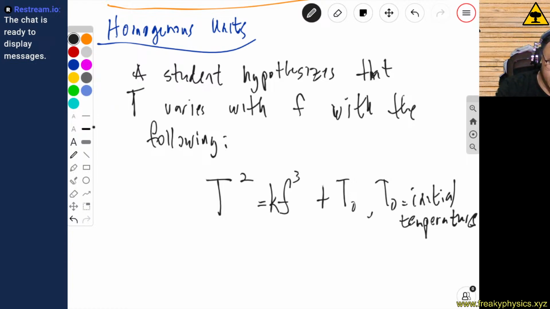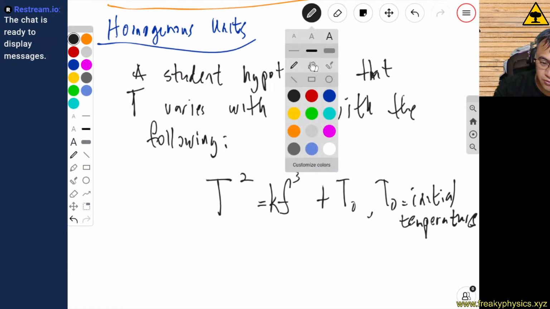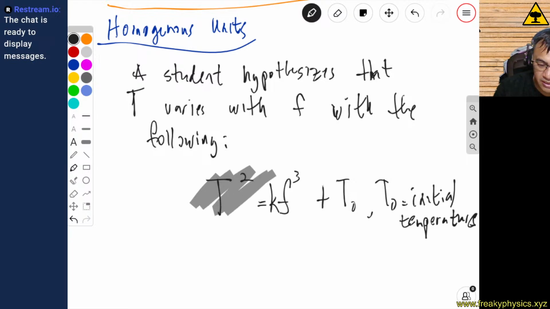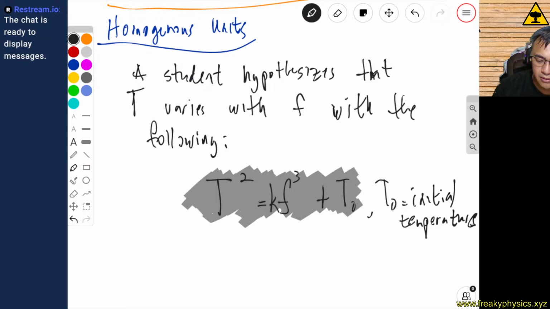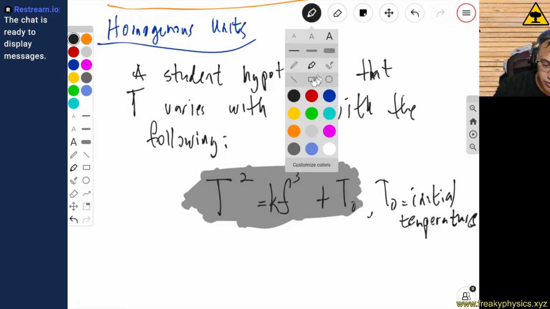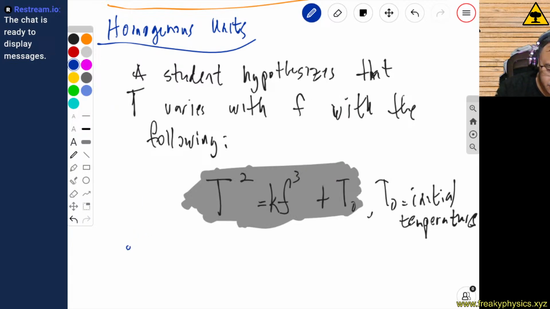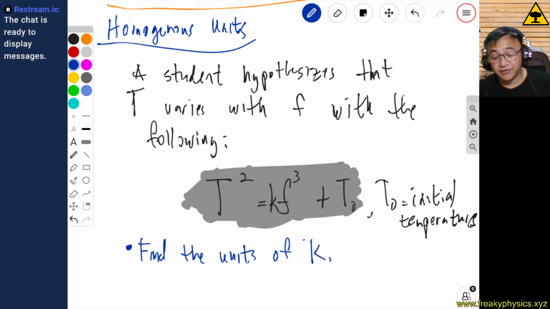Excuse me. Let's use a highlighter here real quick. So that's our equation here. All right. So with this in mind, a normal question that you would see, again, this is either A level or IB, with this particular setup is this. Find the units of k. Okay, so that's the first question.